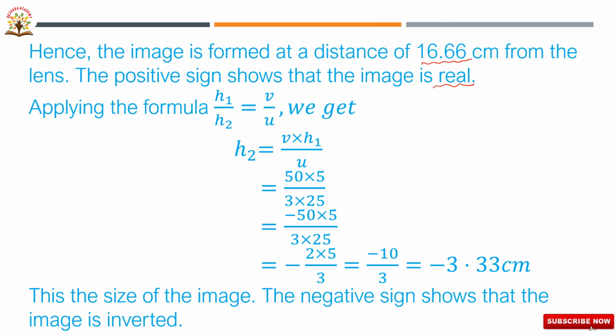Now we are writing here minus U, which is nothing but minus 25, so here also minus. Now we are cancelling: 25 ones are 25, 25 twos are 50, 5 twos are 10. So minus 10 by 3, or we are writing minus 3.33 centimeters. Now we are getting H2 is equal to minus 3.33 centimeters.